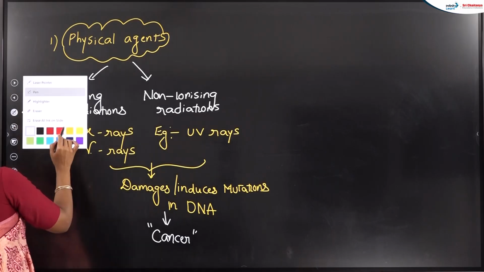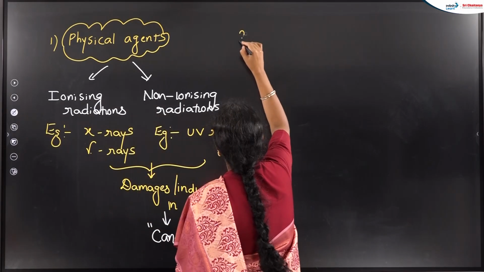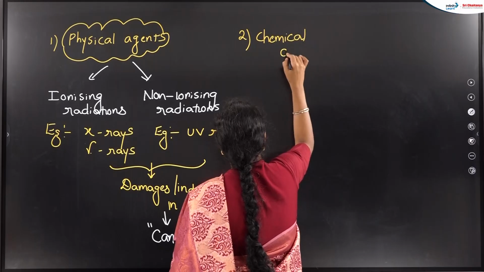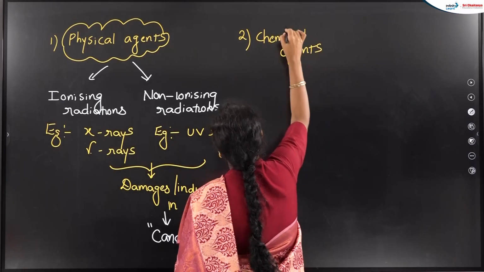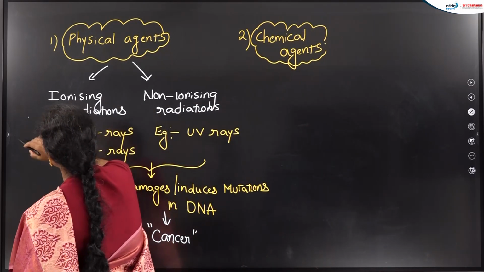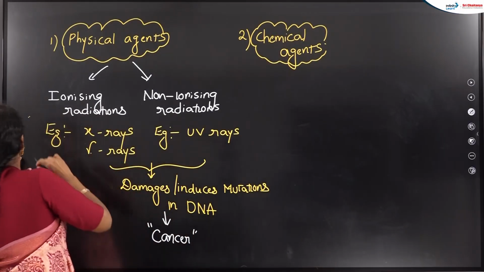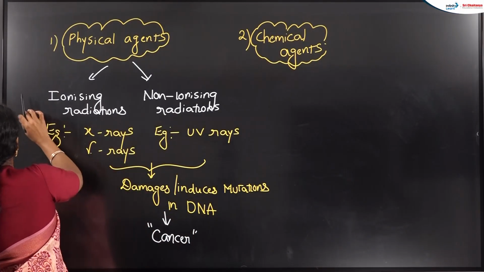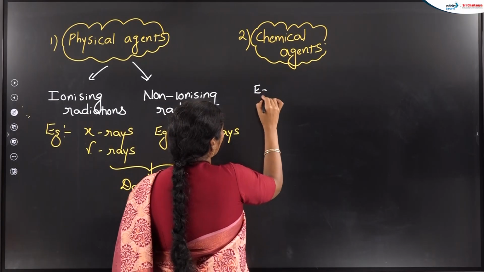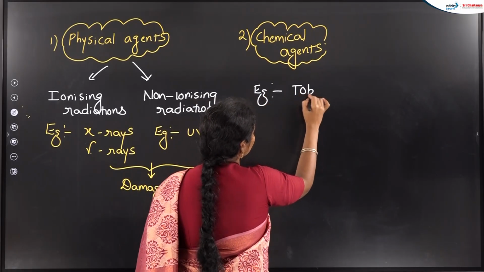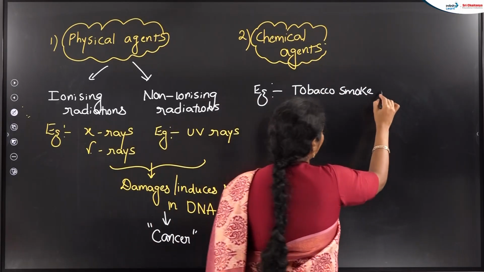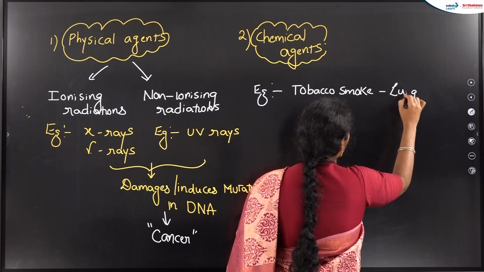Next, the second one is chemical. Chemical agents are chemical carcinogens, carcinogens that are chemicals. For example, tobacco smoke. Tobacco smoke induces lung cancer. It is a major cause.